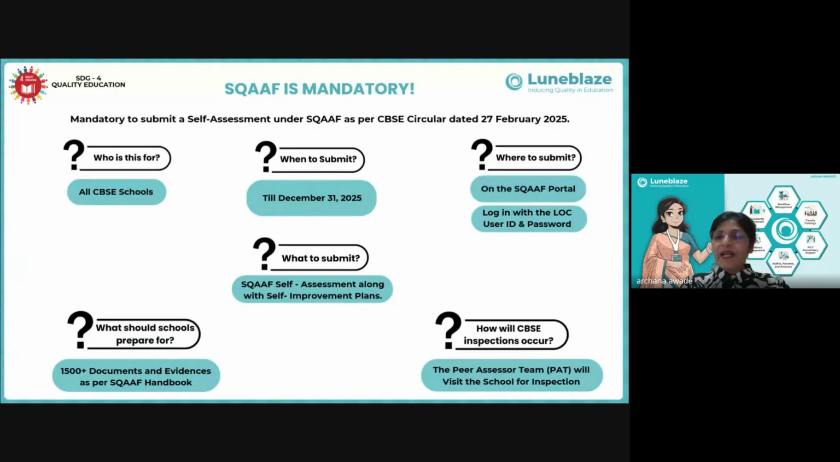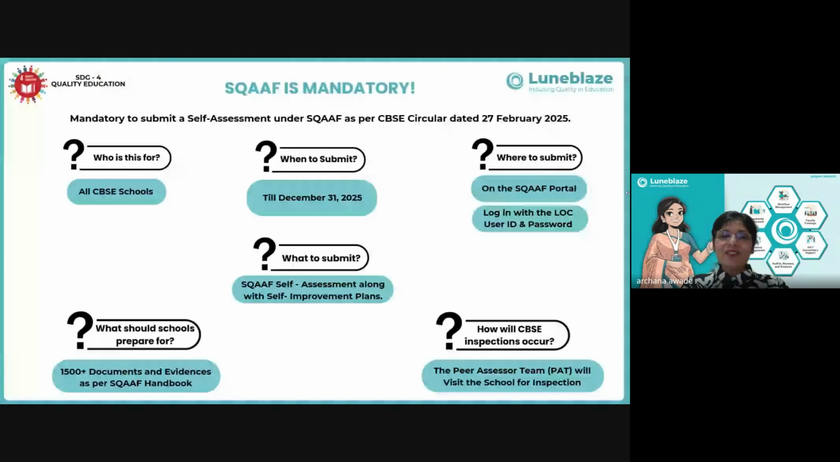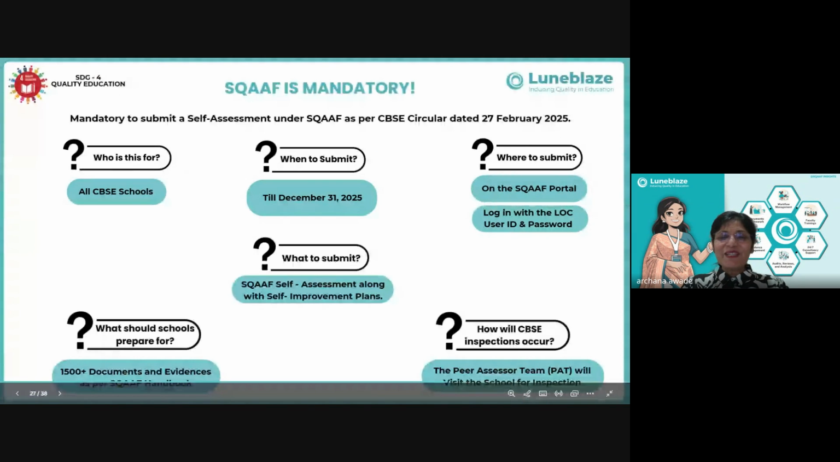So if you look at this, SQAAF is not just a compliance task, it is an opportunity for your school to introspect, innovate, and institutionalize your excellence. So start your preparation today, because quality is a journey and not a destination.